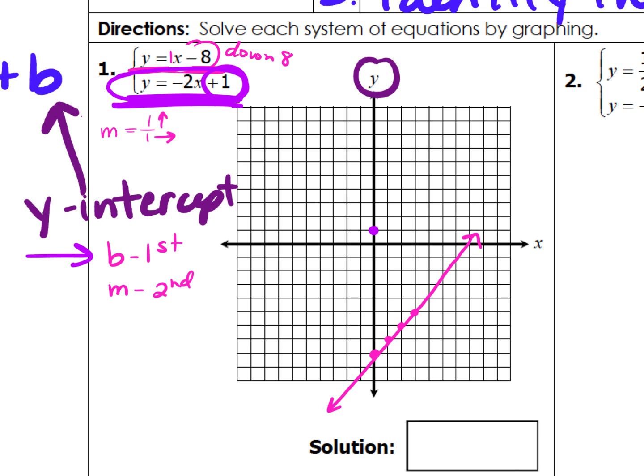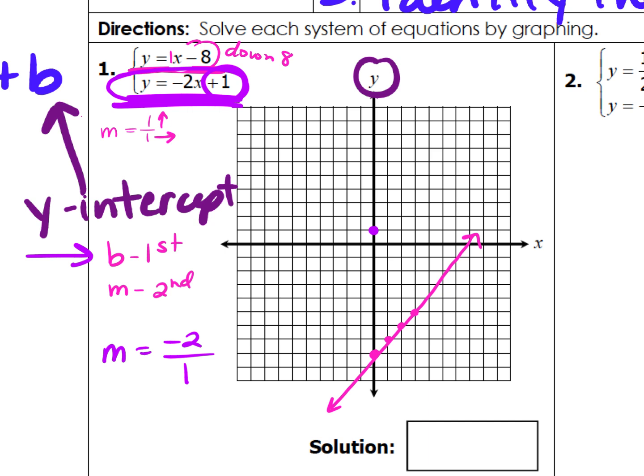What is my m? M is not negative 2x. I'm so glad you said that, though. A lot of times when I ask people, what's the slope of this line? They tell me negative 2x. The slope is the m, not the mx, right? So my slope is actually what? Negative 2, okay? So if my slope is negative 2, I'm going to treat that like negative 2 over 1 because we want it to be a fraction because we want to rise and we want to run, okay?